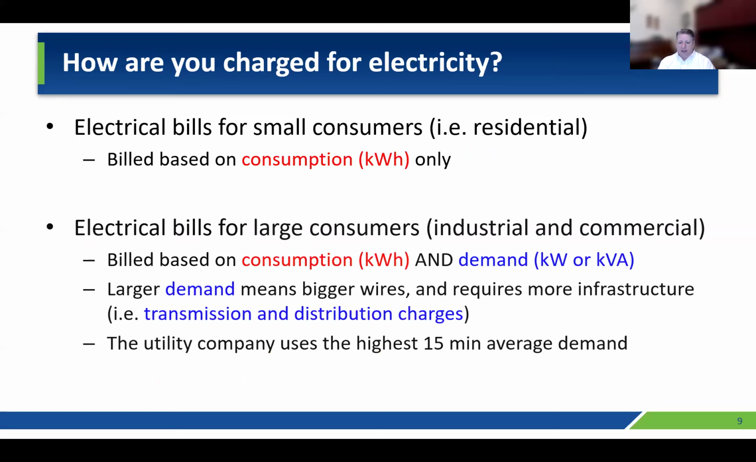However, large entities, industrial and commercial buildings, are typically billed both on consumption, kilowatt hours, and their demand, in other words, their kilowatts or kilovolt amps. And that demand typically uses the highest 15-minute demand over the whole month. So if you had one 15-minute period where you were using all the equipment in your facility, or you had a commercial building where all the air conditioning systems were turned on at the same time, that would probably dictate your peak value and what you're charged for that month.